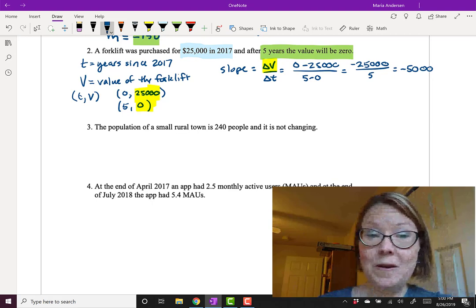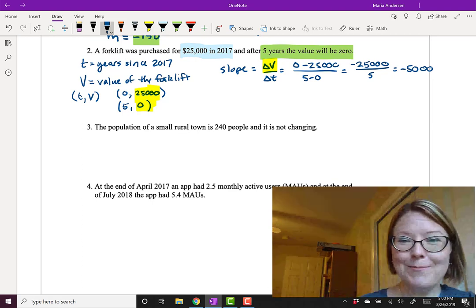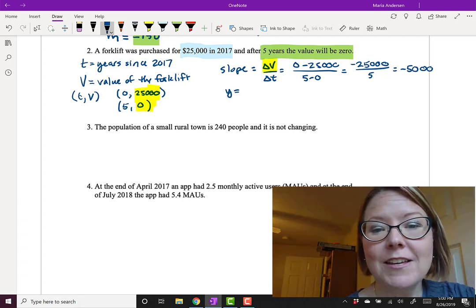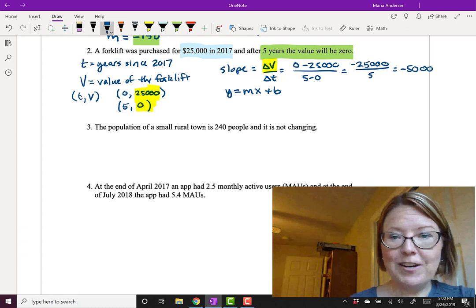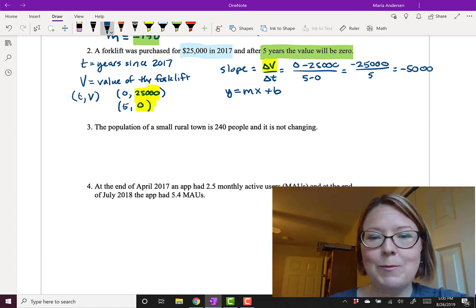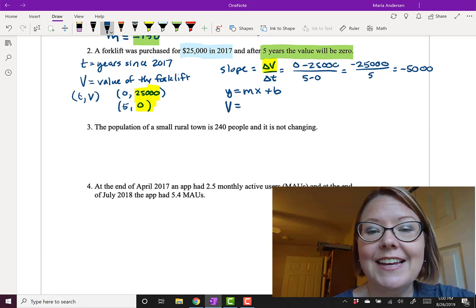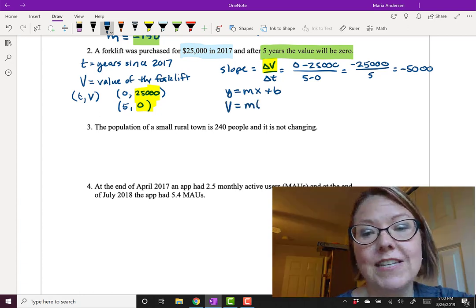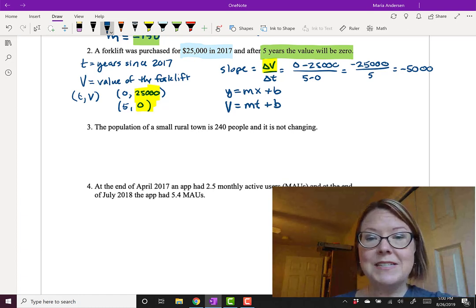There's our slope, and we also have a y-intercept. So we can actually go back to slope-intercept form. Y equals mx plus b. We need to change our variables to the current variables. Y is the dependent variable, in this case v, and x is the independent variable, in this case t. So that gives us v equals mt plus b.